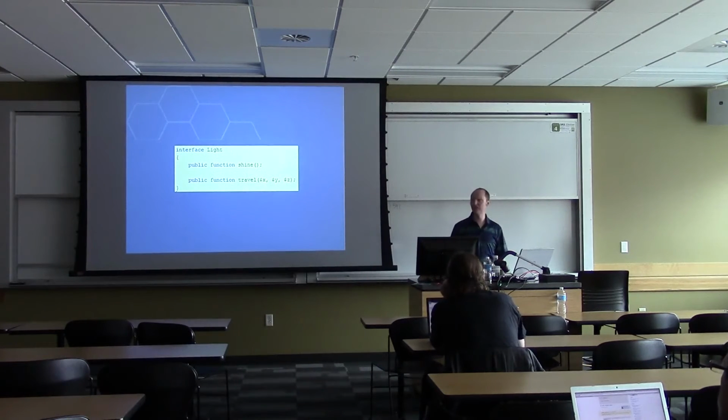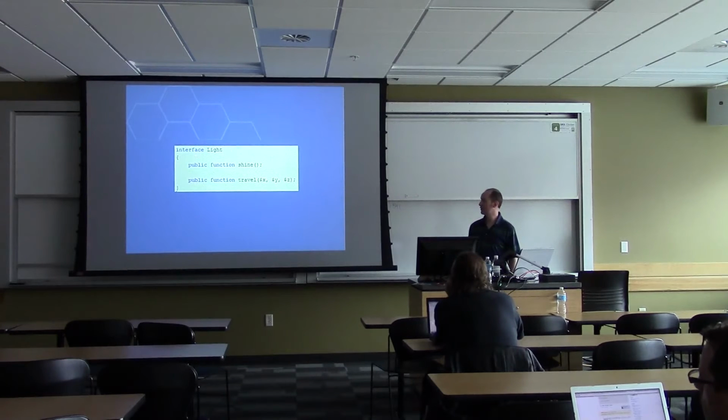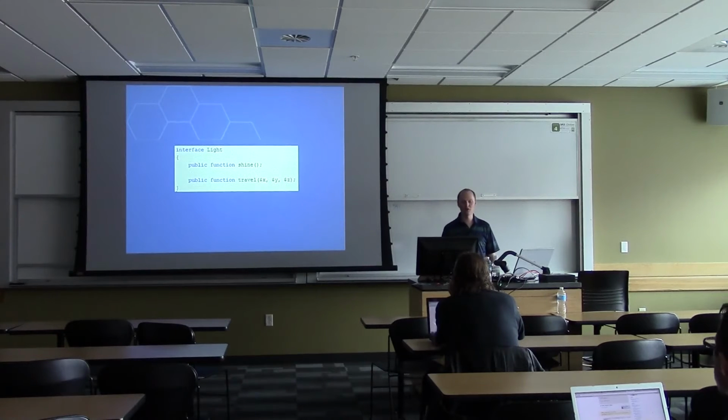This is a simple example of light. It's just going to have public function shine and public function travel with X, Y, and Z. If you were to build a class, which we'll see a little later on, that implements that interface, you would have to have a public function shine that has stuff inside of it, wherever it shines, we don't care, and then be able to travel X, Y, Z. How does light travel? Good question. Still kind of unknown, up to debate.